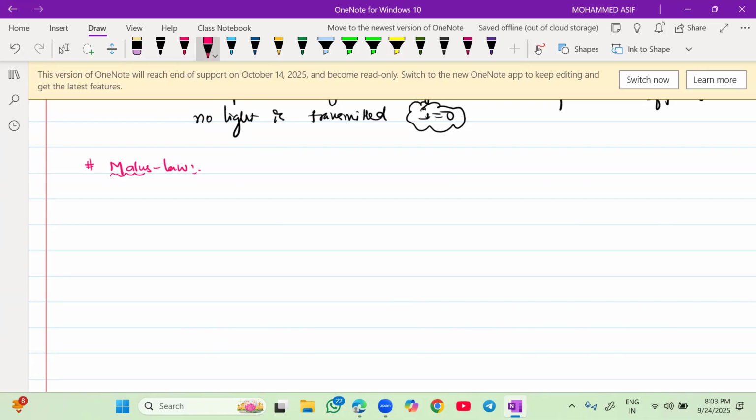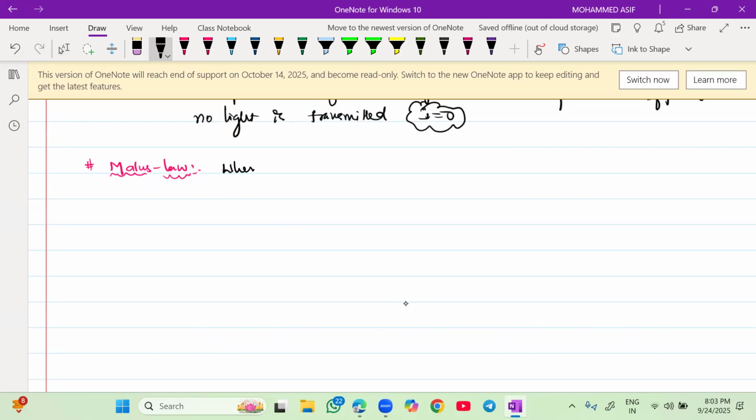Akshara, do you remember what you mean by Malus law? I think the college law. What do you mean by Malus law? See, whenever completely plane polarized light is incident on your analyzer, the intensity which comes out will always be the square of the cosine of the angle between the polarizer and the analyzer. That is I is equal to I naught into cos square theta.